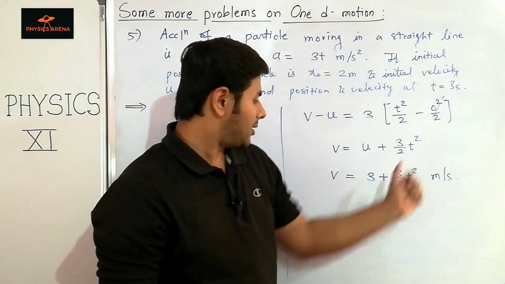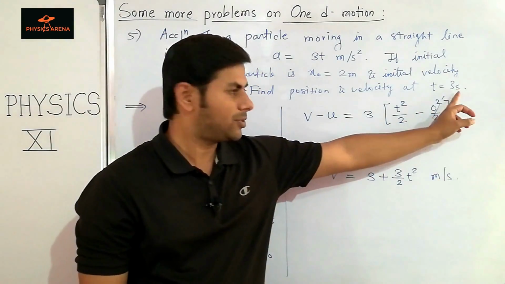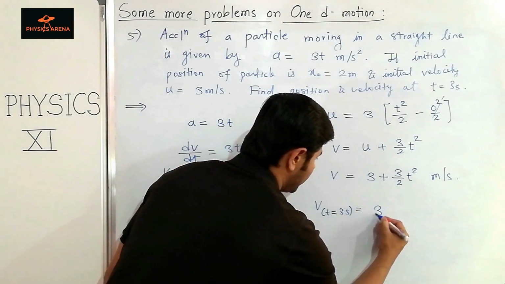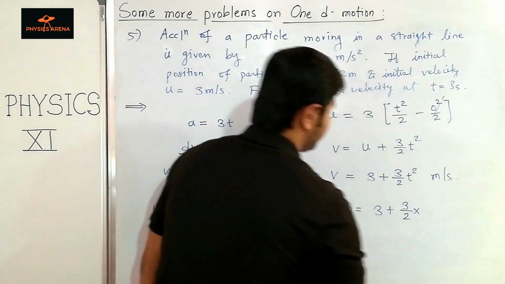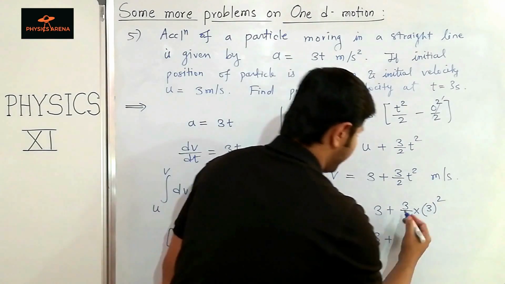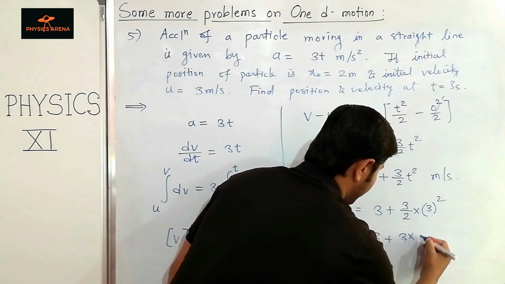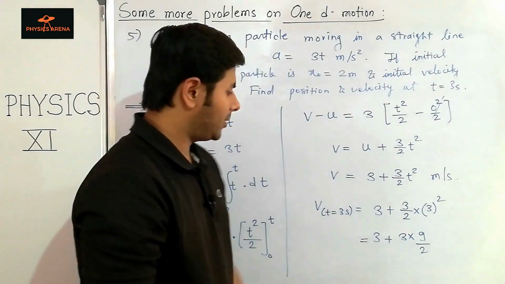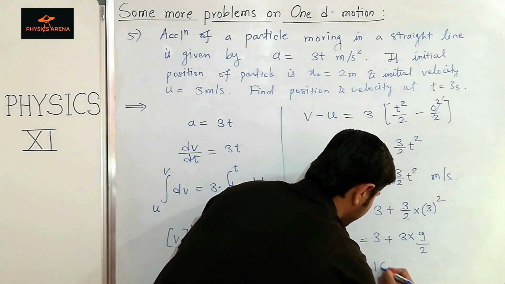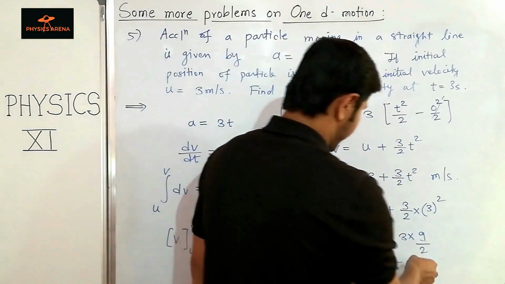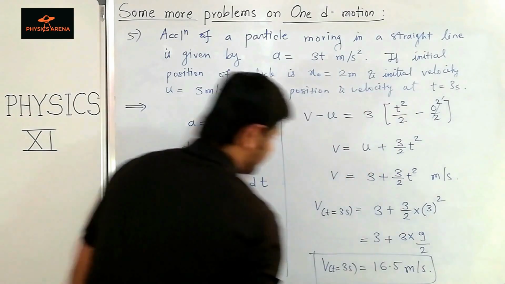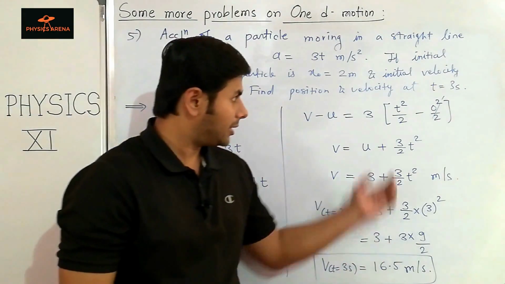Now we want to find the velocity at 3 seconds. So let's substitute the time in this formula. So we get v at t equals 3 seconds is equal to 3 plus 3 by 2 times this t square, which is 3 square, 9. So this is 3 plus 3 by 2, which is 1.5, or the other way, this is 9. 9 divided by 2 will give me 4.5, and 4.5 multiplied by 3 will give me 13.5. So it is 13.5 plus 3, which is 16.5 meters per second. You can check that. Okay, so we found the velocity at 3 seconds.